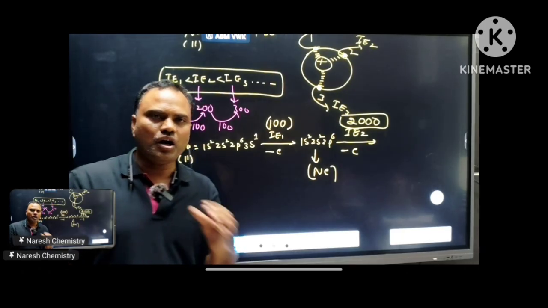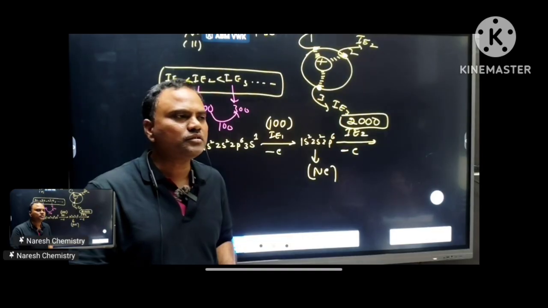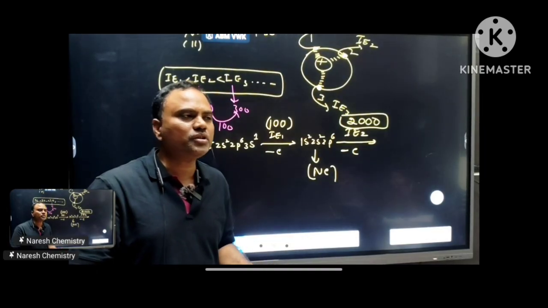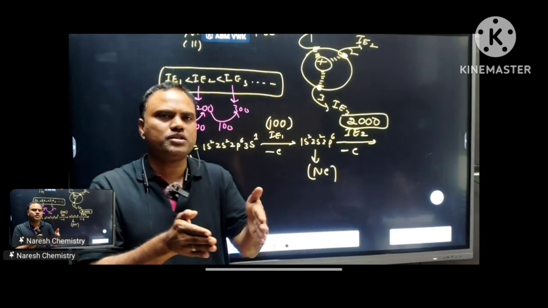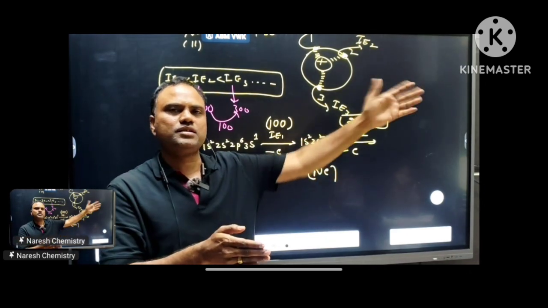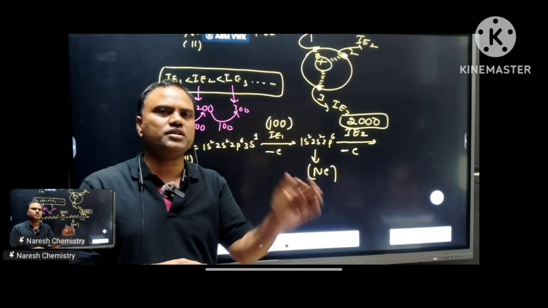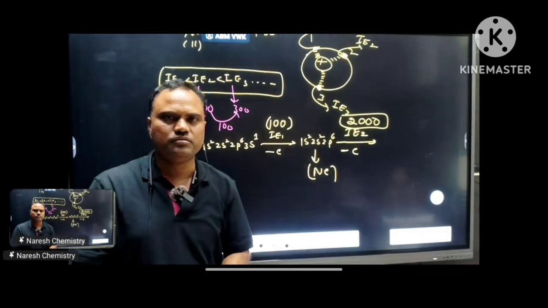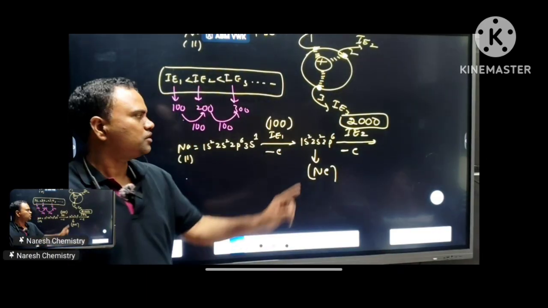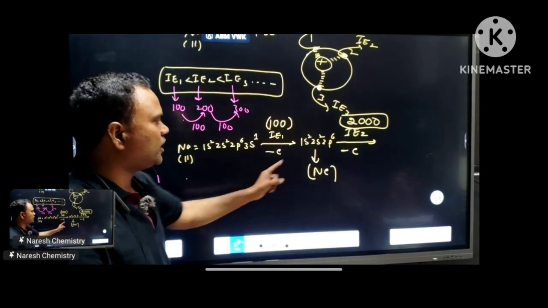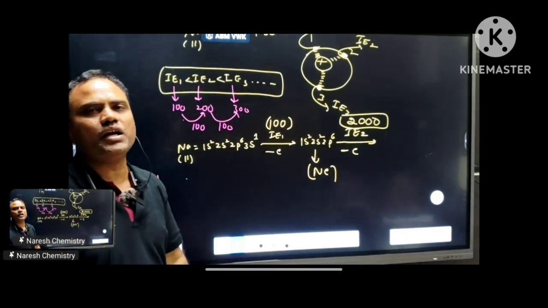Similarly, after removing two electrons, if we get a stable configuration, then we can observe a sudden jump in the third ionization energy. After removing one electron, if we get stable, we can see the second is a sudden jump. After removing two electrons, if we get a stable configuration, then we can see the third sudden jump. Remember this: increase one. After removing one electron, we got a stable configuration, so there is a sudden jump in the second ionization energy.